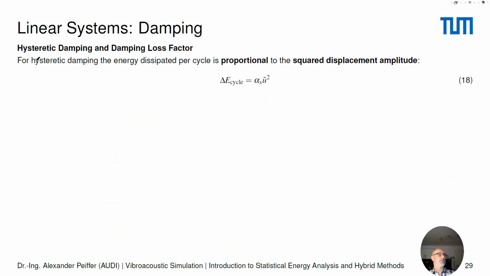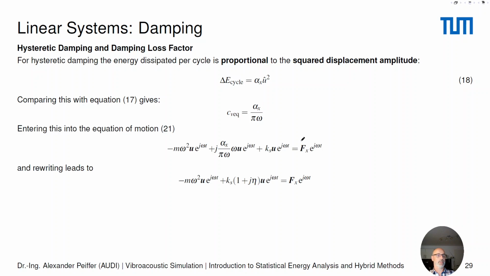Now let's come to some specific examples of damping. One is so-called hysteretic damping, and here we say that the dissipated energy per cycle is proportional to the squared displacement amplitude. So the delta energy that we are losing for every period depends on the amplitude, by this alpha constant. And if we use our definition of the equivalent viscous damping, we will get this result.